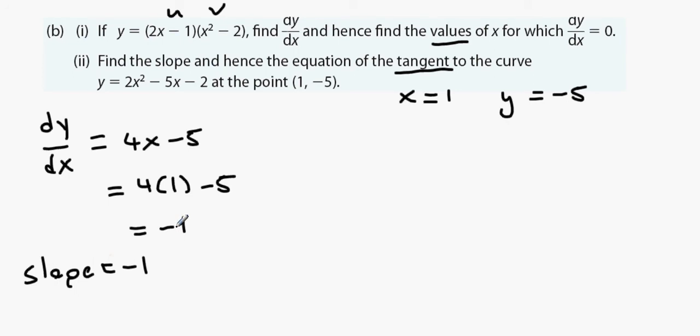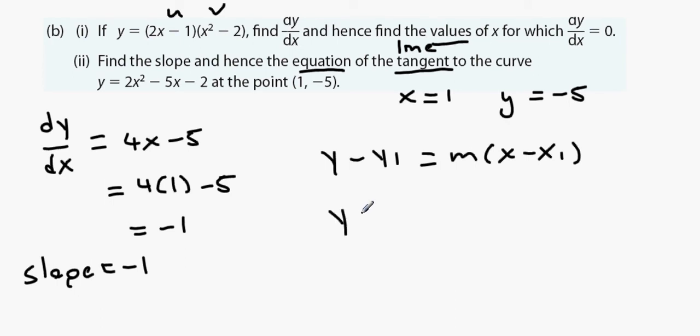Now, it's asking for the equation of the tangent. A tangent is a line, and because it's the equation of a tangent, we're going to use the equation of a line formula: y minus y1 equals m into x minus x1. m is the slope, y1 and x1 is the point. So y minus minus 5 equals minus 1 into x minus 1.